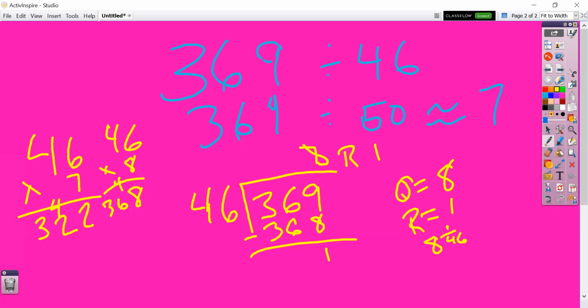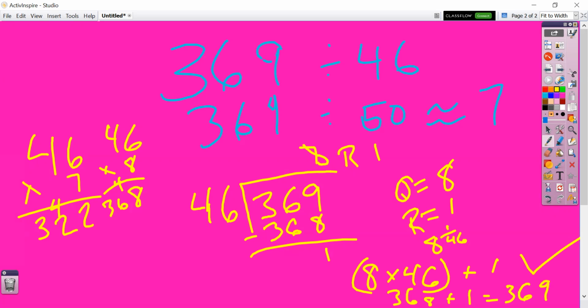Now we can do our quotient times divisor plus remainder check. Quotient times divisor plus the remainder. And we said 368 plus 1, which equals 369, and that's a beautiful check mark. All right, let's go on to the last problem that we're going to practice together.